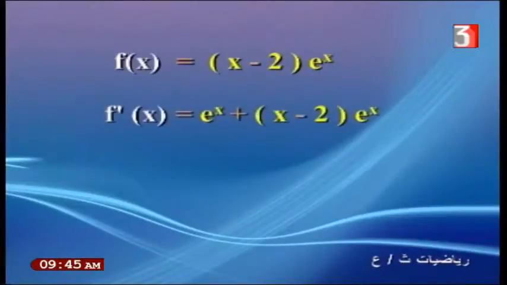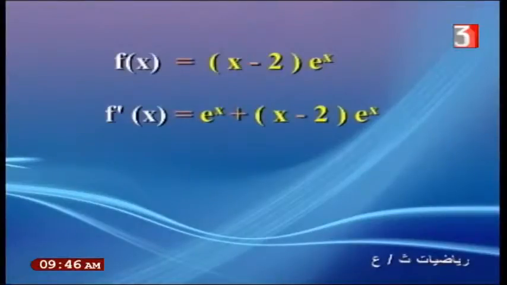We find the first derivative of this function, f dash x. This function is a product of two functions. The first function is (x minus 2), and the second function is e to the power x. When we differentiate x minus 2, we have 1 multiplied by e power x, plus the first function (x minus 2) times the differentiation of e power x, which is e to the power x. Then f dash x equals e power x plus (x minus 2) multiplied by e to the power x.